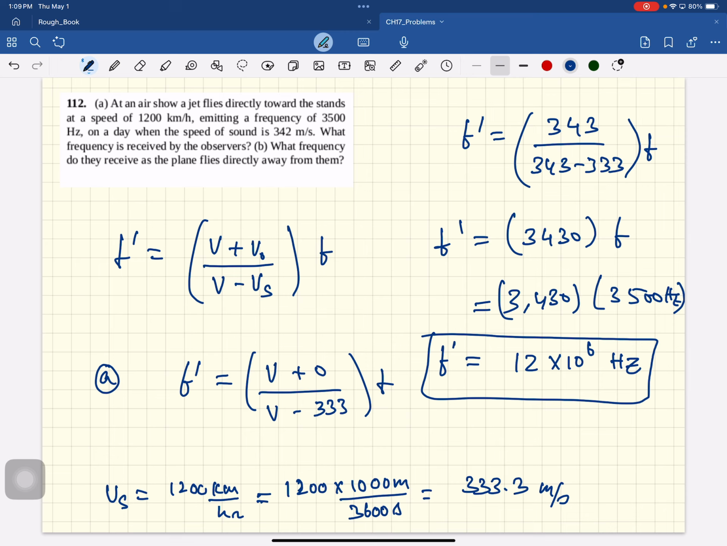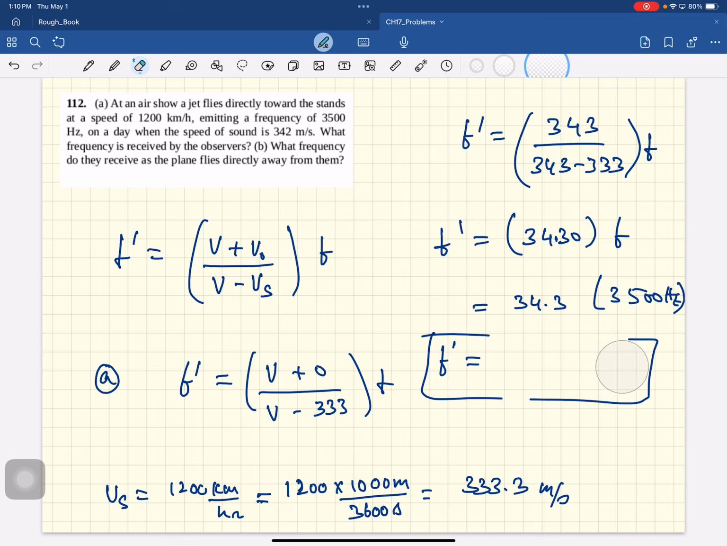Oh, yeah. Sorry. So 34.3. All right, so 120 kilohertz.